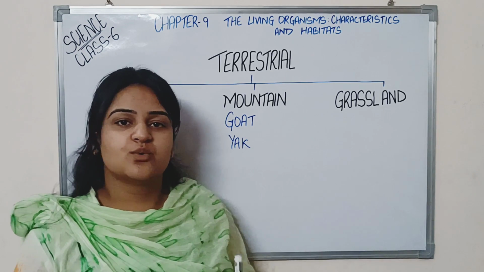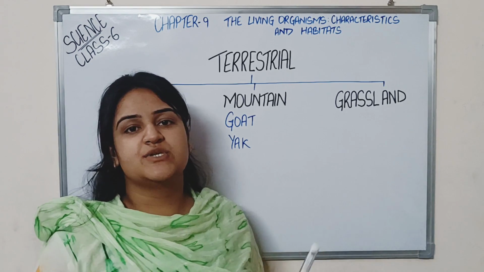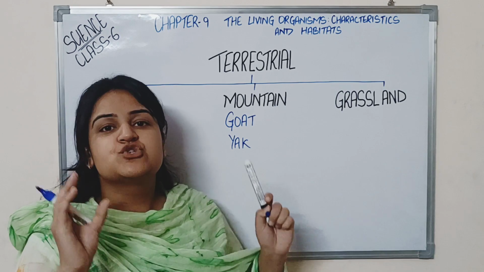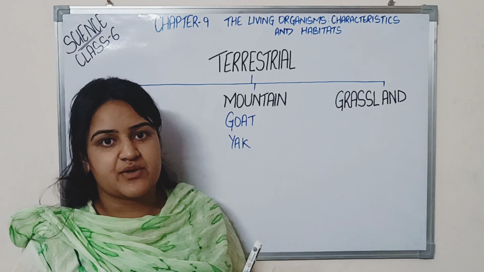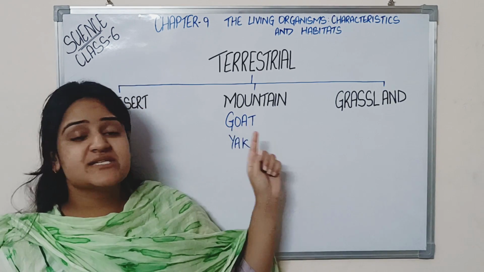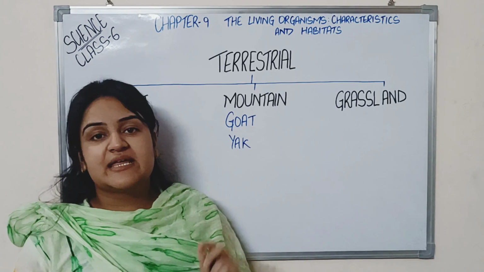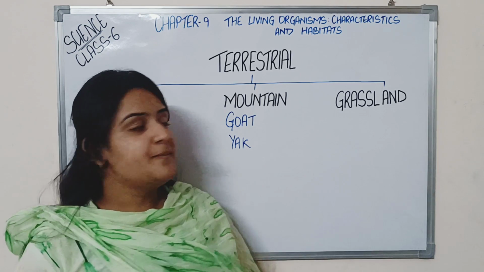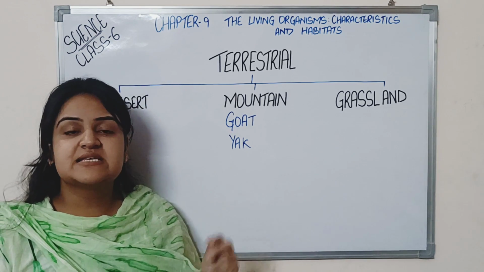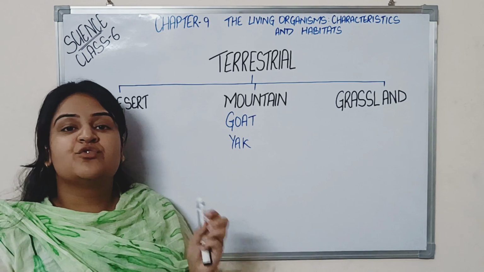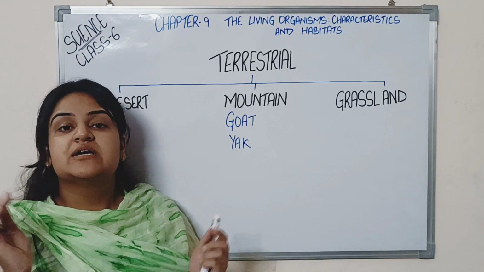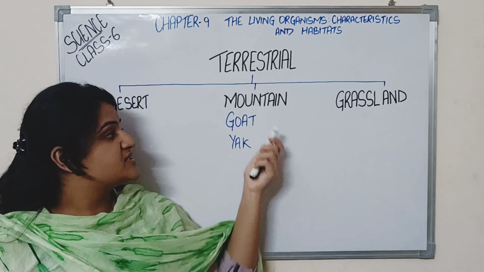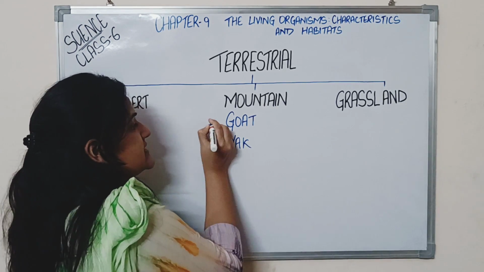So firstly, we need to know that mountains have extremely cold environmental conditions, right? Most of the mountains have snow in the winter season, right? So goat and yak are animals that are adapted to survive in extreme cold conditions. Yak is an animal that has a thick layer over its whole body to protect it from the cold that is present in the mountains.